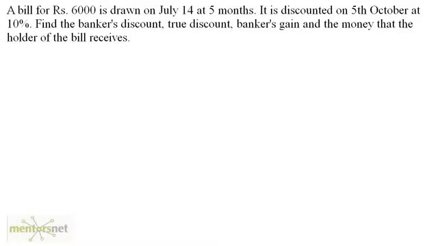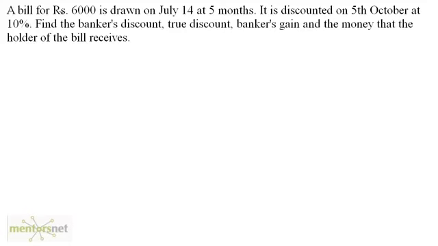So the question is, a bill for 6000 rupees is drawn on July 14th at 5 months. It is discounted on 5th October at 10%. Find the banker's discount, true discount, banker's gain, and the money that the holder of the bill receives.